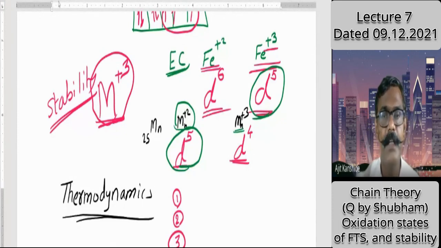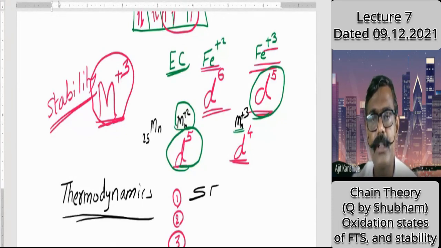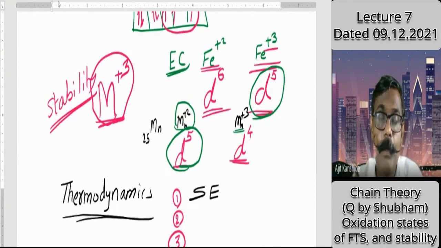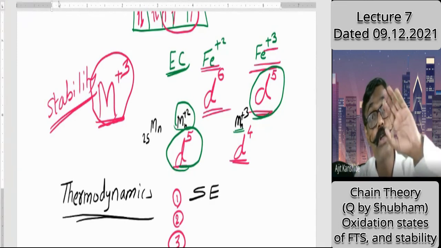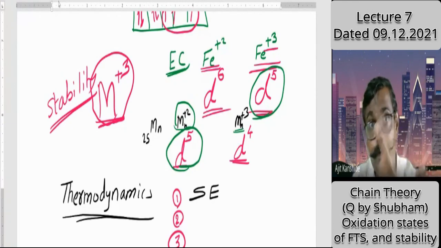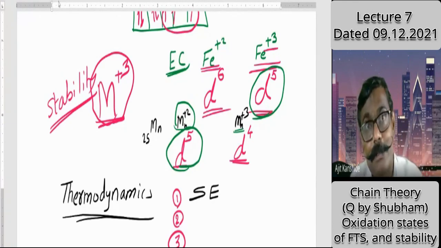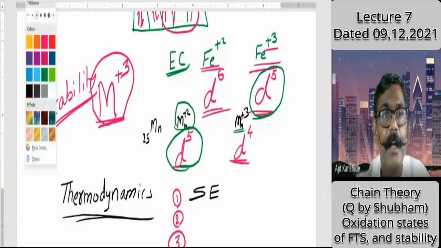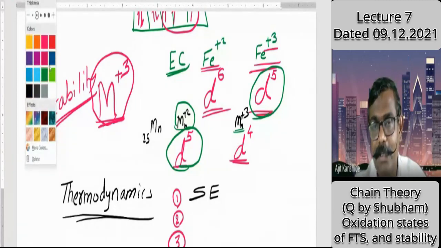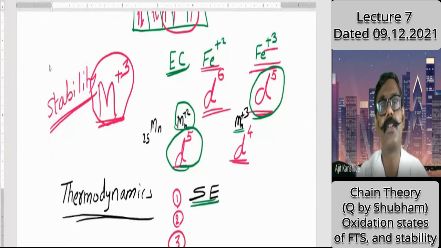The first factor is sublimation energy. Because if we want to obtain the ion, by the definition of ionization energy, it is the energy needed to remove the electron from an isolated gaseous atom. If we have to obtain a gaseous atom, then we have to convert solid to gas. What is that process where conversion of solid to gas occurs? That process is sublimation. That is the sublimation energy.